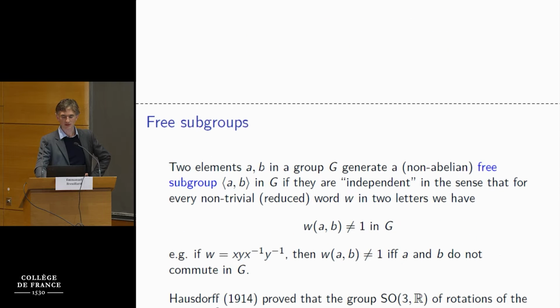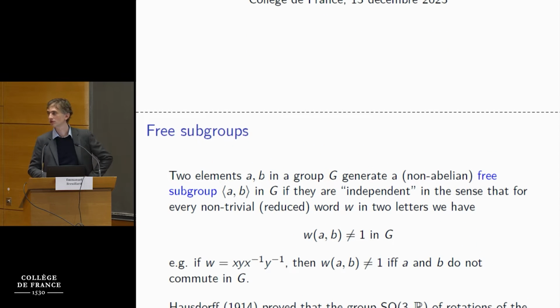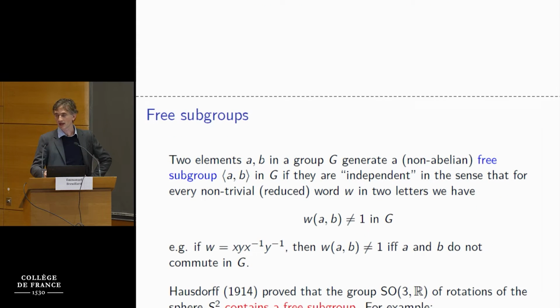So the story starts with free groups. Let me remind you the definition. What's a free group? If you have two elements A and B in a group, you say that they generate a non-abelian free group. I will talk only about non-abelian free groups. If they are independent, namely that they don't have any relation together.